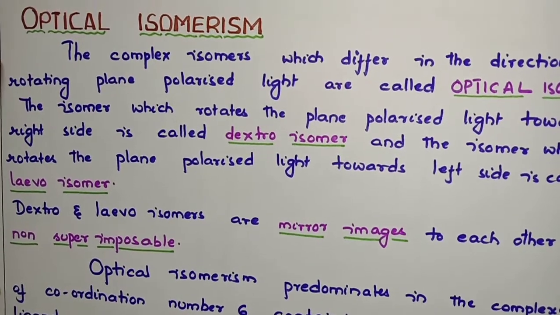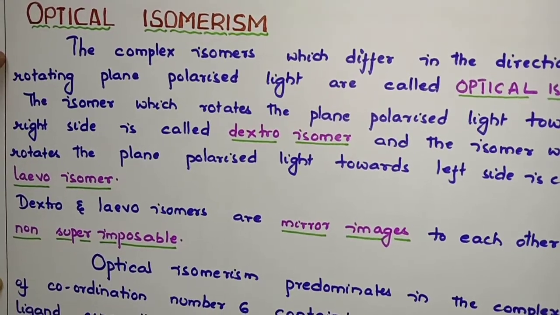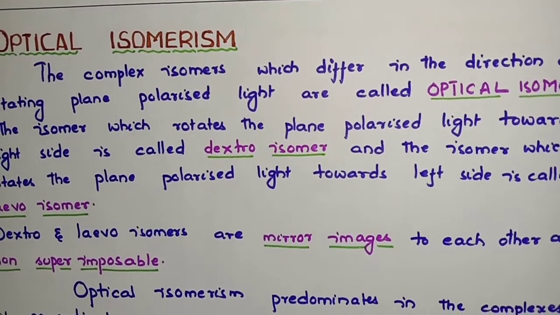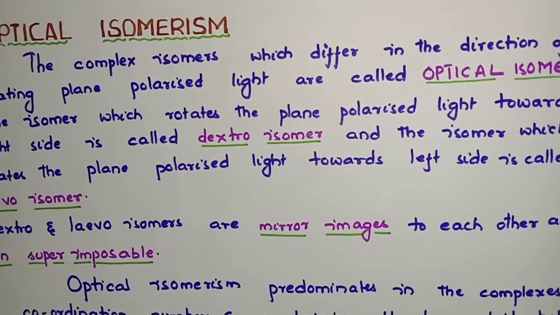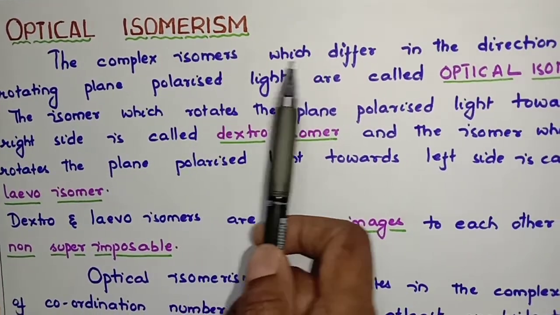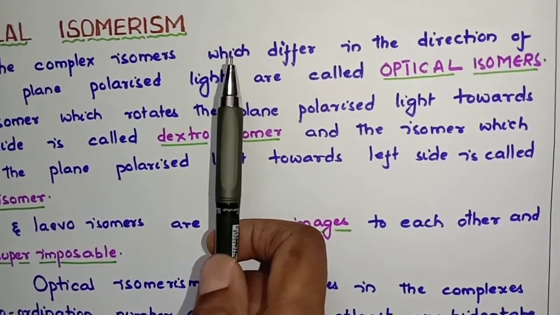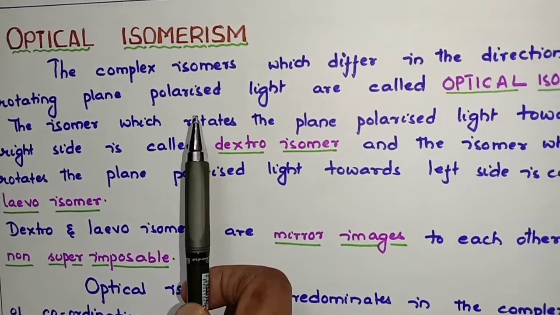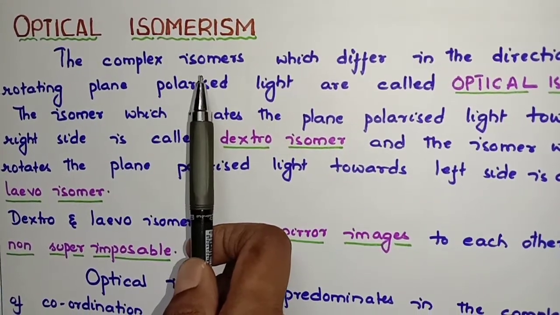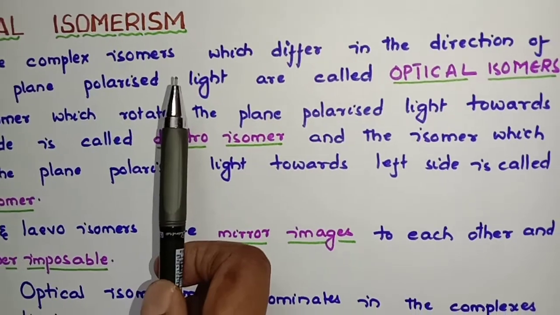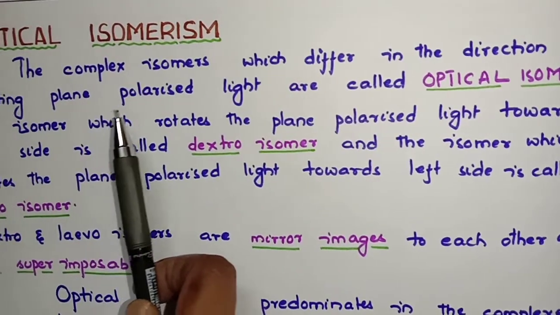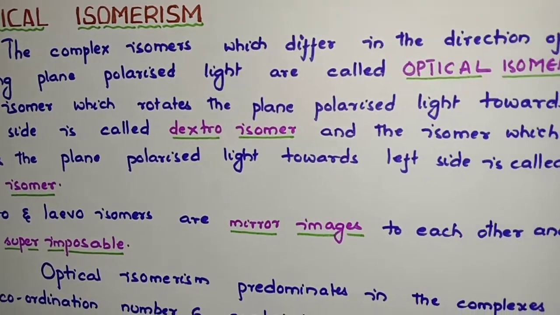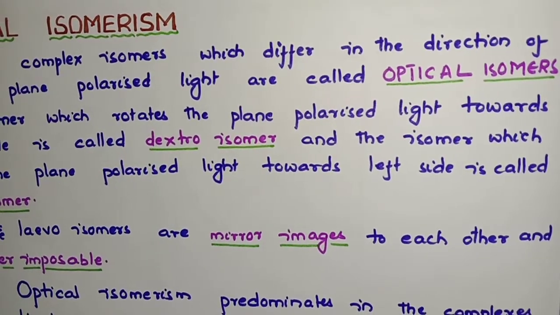So what is optical isomerism and what exactly do we learn in it? First let us see what optical isomers are. The complex isomers which differ in the direction of rotating plane polarized light are called optical isomers. What is plane polarized light, students?